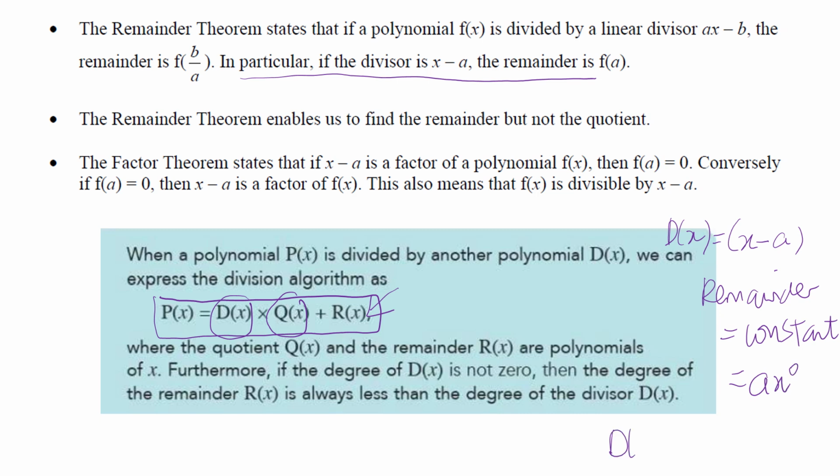If your divisor is a quadratic, then the degree of your remainder would have to be linear. Linear means ax plus b, meaning the highest power of your x is 1. So a and b are just real numbers. Okay, so this is what it means.